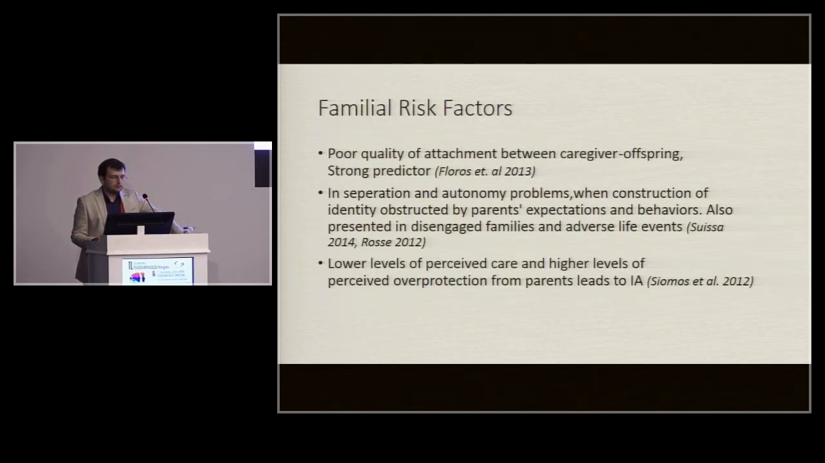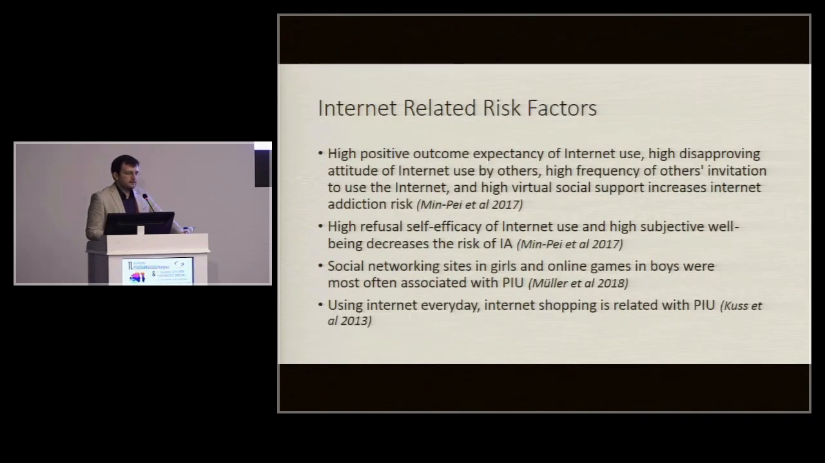Looking at familial risk factors, we see that the poor quality of relationship and attachment between the parent and the child is a risk factor, a strong predictor, and separation and autonomy problems and the parents' expectations and behavior also play a key role in enhancing internet addiction, and also in separated or disengaged families. In the case of adverse life events, the problematic internet use or addiction risk increases, and lower levels of perceived care also increase the risk of internet addiction.